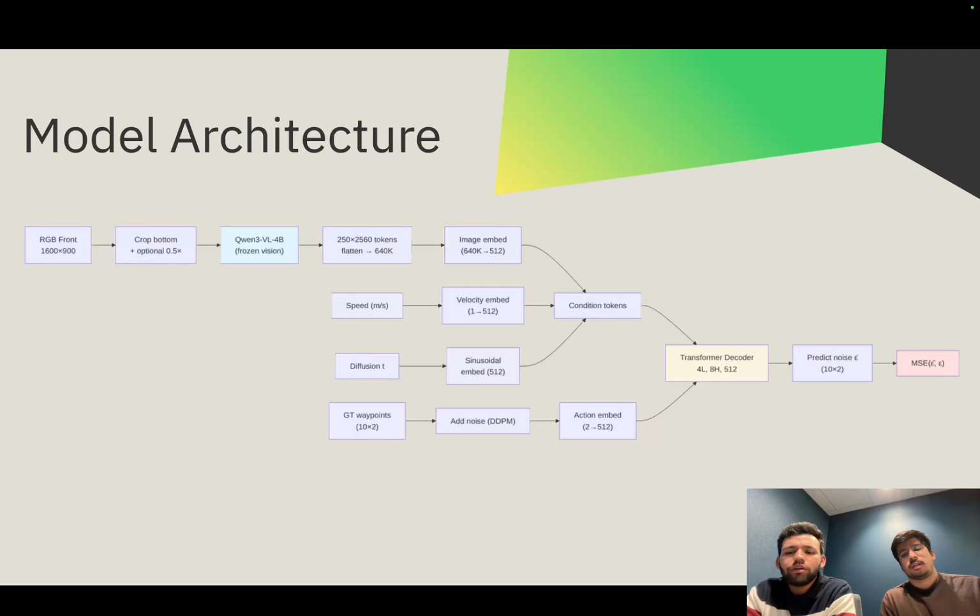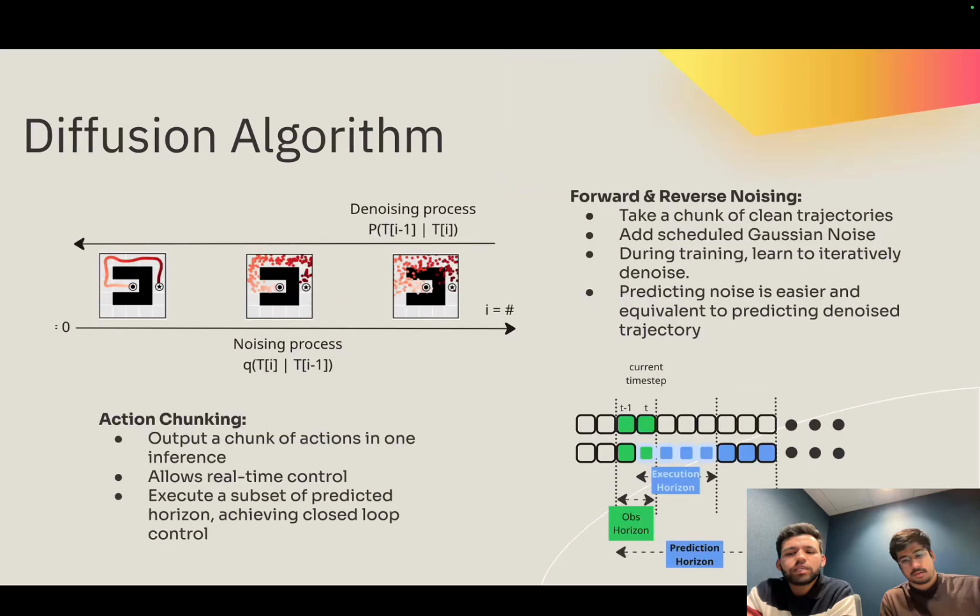The key to our approach is the diffusion algorithm, and specifically two techniques, which are action chunking and forward and reverse noising. Action chunking allows our model to output a chunk of future actions in a single inference step. This is crucial for achieving real-time closed-loop control, as we only execute a subset of the predicted horizon before re-inferring to the model again. In forward and reverse noising, during the training process, we start with a clean action trajectory, add scheduled Gaussian noise, and train the model to iteratively denoise it over 30 steps. So I can take over and show you some initial results.